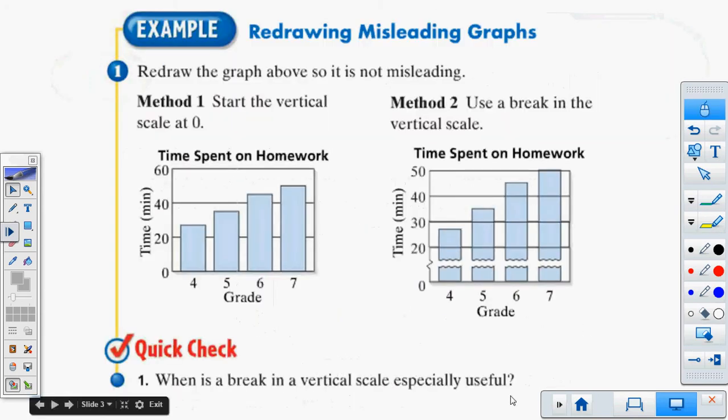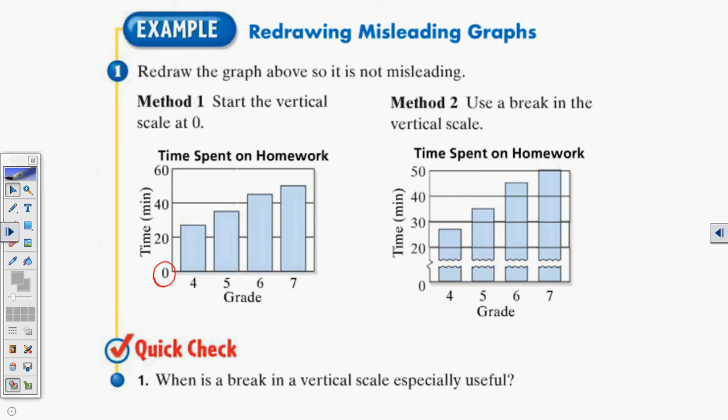If we were to redraw the graph, there's 2 different ways you can do it. In this first way, you're going to start your vertical axis at 0 and go by equal intervals the whole way up. Therefore, I can see, oh, 4th grade's quite big, and then 5th grade gets a little bit bigger, and 6th grade gets bigger, and 7th grade gets bigger. It's a natural progression, which is supposed to happen. And really, the difference here from 28 to 50 is only 22 minutes. It's not a huge, big difference like the other graph showed.